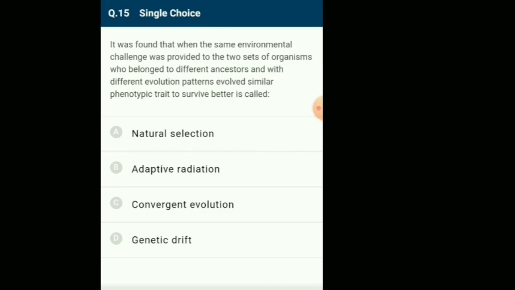Adaptive radiation is an evolutionary process giving rise to new species adapted to new habitats and ways of life. Genetic drift is change in allele frequency in a population due to random selection of genes. In convergent evolution, although the organisms are not closely related, they evolve independently, having similar traits and showing adaptations to similar environments or ecological niches. So the answer is option C, convergent evolution.